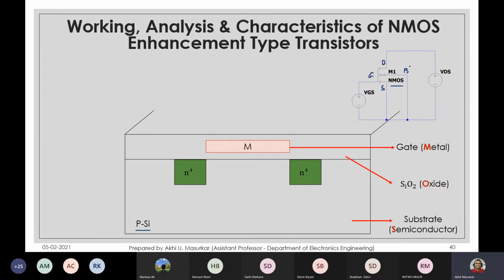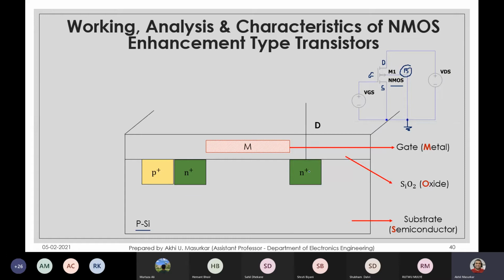And please note that this body has to be connected to ground. So body is this P silicon. To connect P silicon to ground, we should have another implant of P silicon. So this P plus gets connected to P silicon, and this N plus and this N plus are connections to the channel.